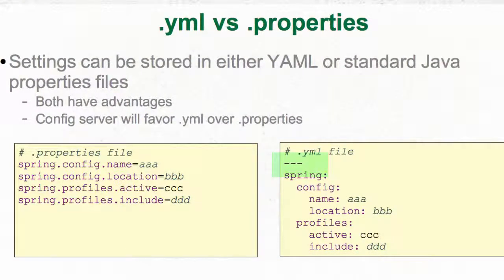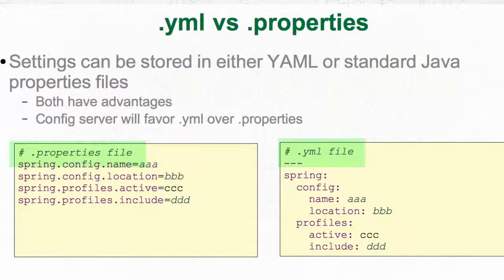A YAML file starts with 3 dashed lines, like you see here, and it is a hierarchical file based on spaces. The indenting must be done with spaces. 2 spaces equals 1 indenting level. And you can see here that there's less typing because the name and locations don't have to have spring.config in front of them like they do in the properties file. Same thing with the profiles. You can see that by the indenting, it belongs to the Spring group. So it's a nice way to organize things.